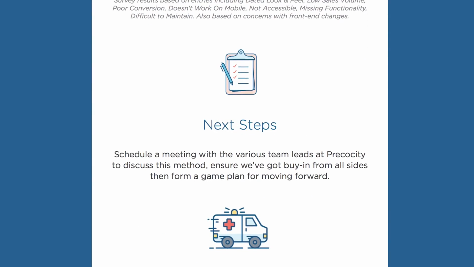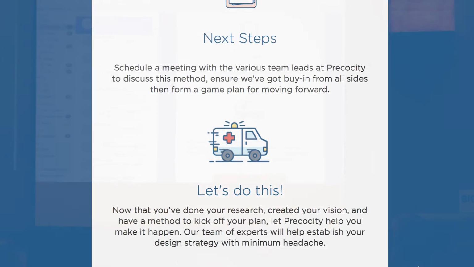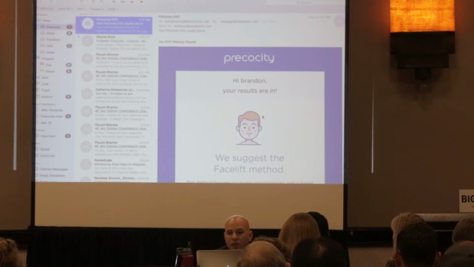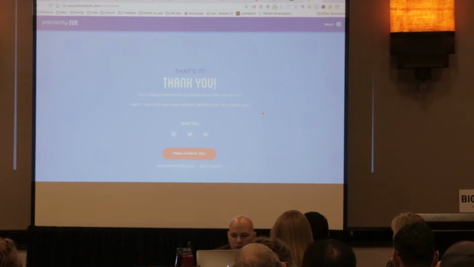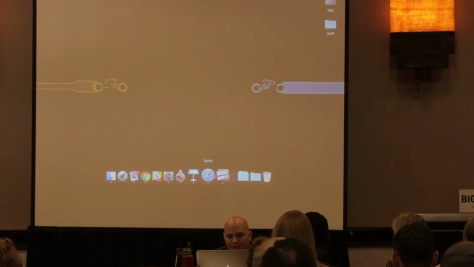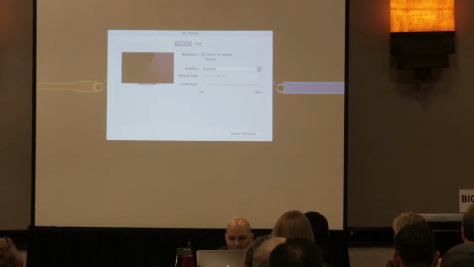And the survey results are based on entries that we put in, like dated look and feel, low sales volume, etc. And so there are some next steps that you can do and how we can help you. And you can generate another one. And you can forward this to your friends and family, show it to your mom, your dad, all that good stuff, just like I know you want to. So that is Precocity Evo.